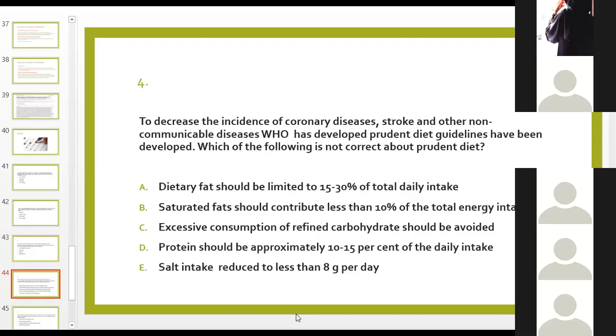To decrease the incidence of coronary heart disease, stroke, and other non-communicable diseases, WHO has developed prudent diet guidelines. Which of the following is not correct about the prudent diet? Yes, the correct answer is E: salt intake should be less than 5 grams. It is 5 grams per day, not 8 grams per day.